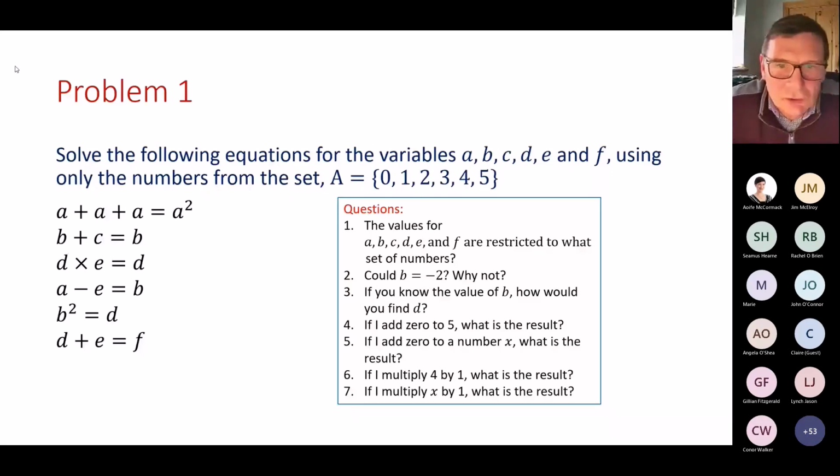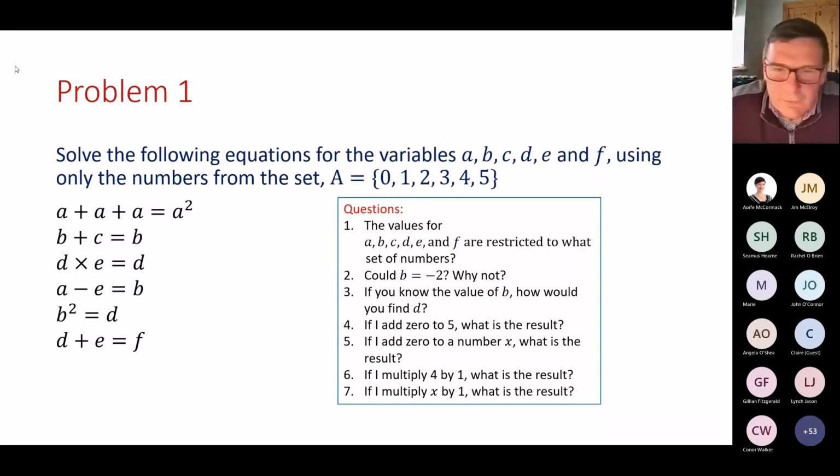So first of all, just to ensure that they know that the values come from the set A. So the values for A, B, C, D are restricted to what set of numbers. And then another follow on from that, could B be equal to -2? And why not? Well, B has to be a positive integer or 0, so it can't be -2. Another one then, again, this is for the people who are struggling and finding it difficult. You could ask the question, if you know the value of B, how would you find D? And they scan down through the equations there, and they see that D is equal to B squared, so you would square B to get D.